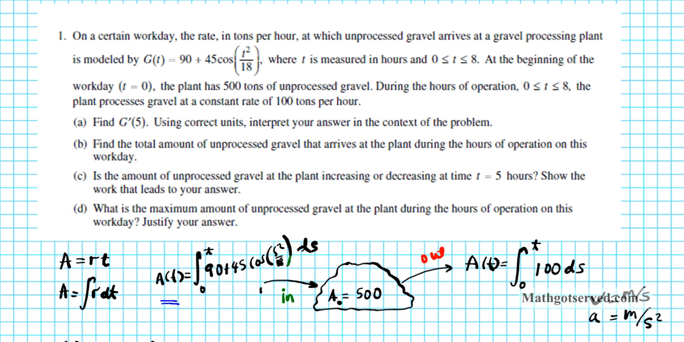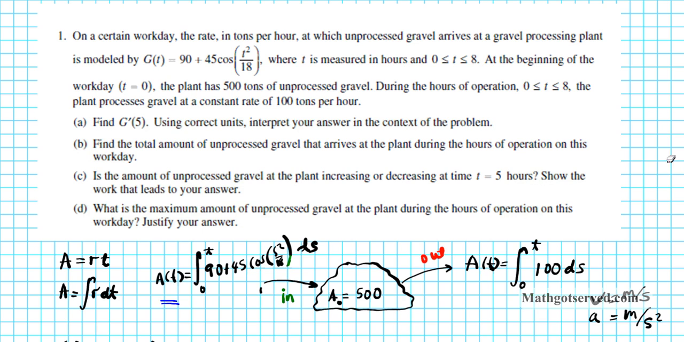Okay, let's take a look at part D. Part D I meant to say. Okay, so it says, what's the maximum amount of unprocessed gravel at the plant during the hours of operation on this workday? Justify your answer. So maximum amount, we know that the amount of gravel that's present constantly changes. Okay, if you're looking at the total amount, we have to consider the interaction between the amount you had initially, the rate of gravel coming in, and the rate of gravel coming out.